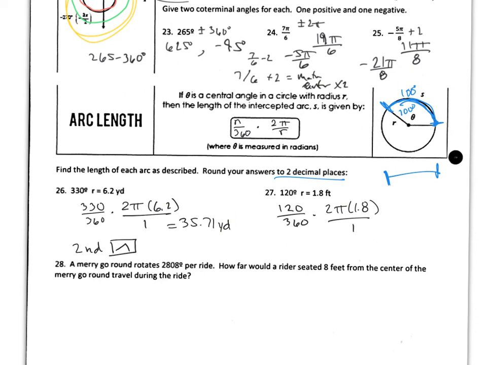So again, just one more time, 120 over 360 times 2 pi 1.8. Again, super, super simple. I would go straight across the top, enter this, and then hit equals, and then divide by 360, and then hit enter again. And this is 3.77 feet. Pay attention to your units and use the units.